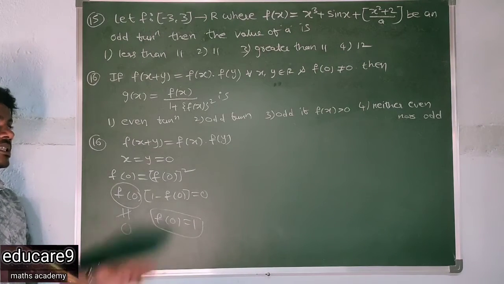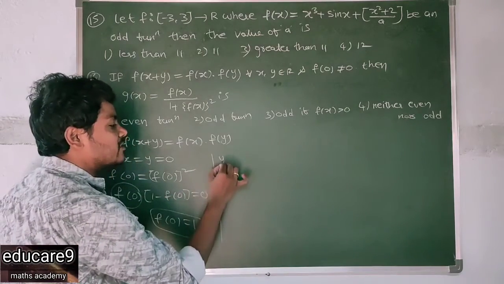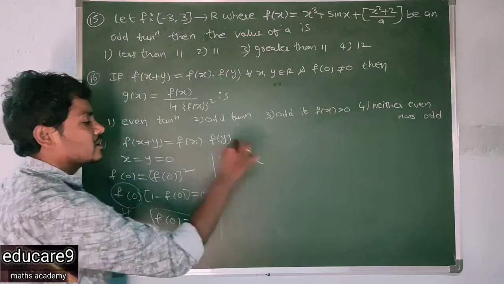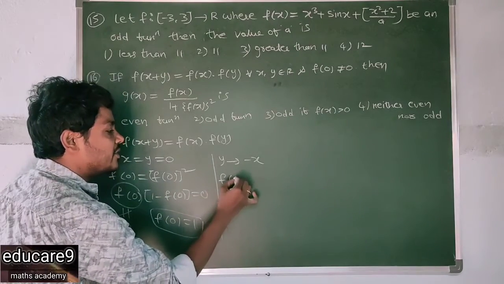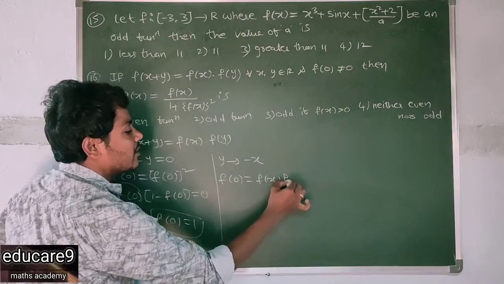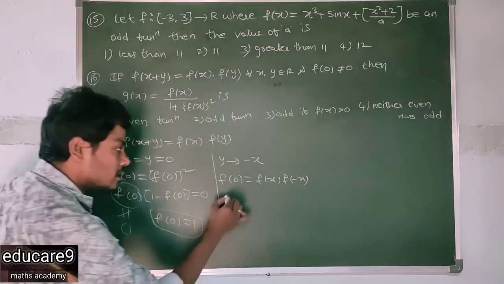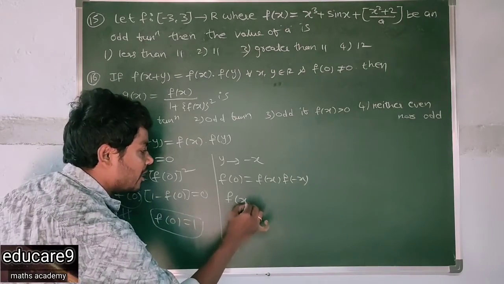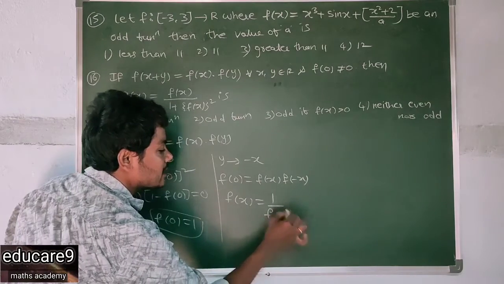Now here replace y by minus x. See here, replace y by minus x. So what you get? This is f of 0, and f of x into f of minus x. So what is this value? 1. So therefore f of x value is 1 by f of minus x.